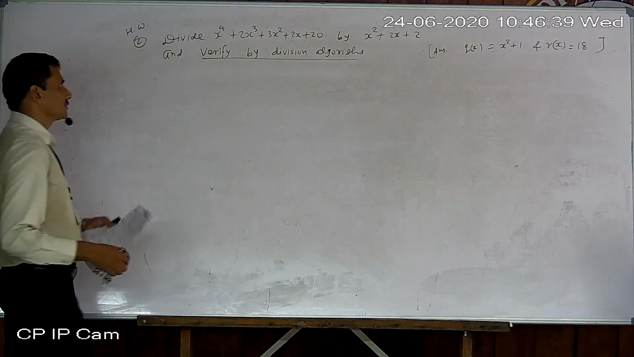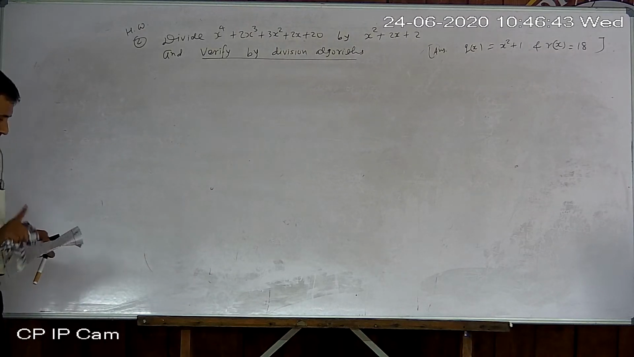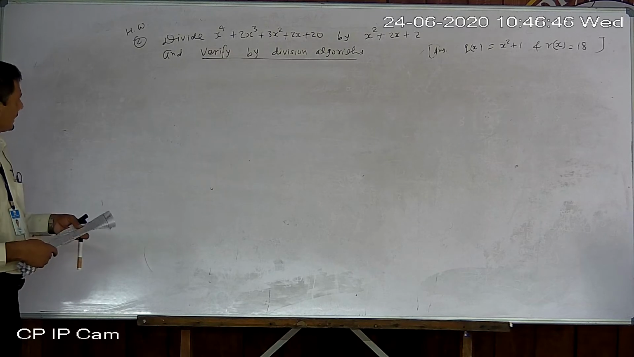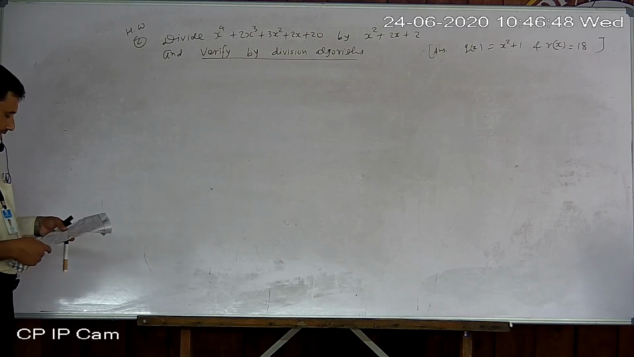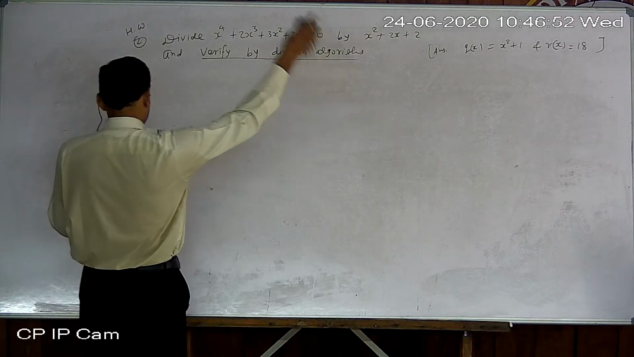Divide x4 plus 2x cube plus 3x square plus 2x plus 20 by x square plus 2x plus 2 and verify your division process by division algorithm. Answer of quotient and remainder given there.